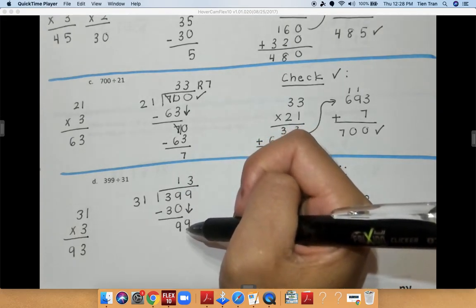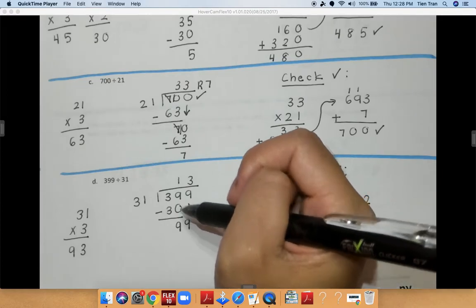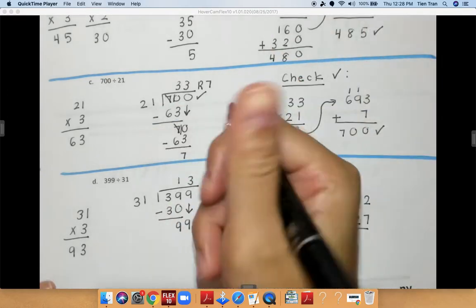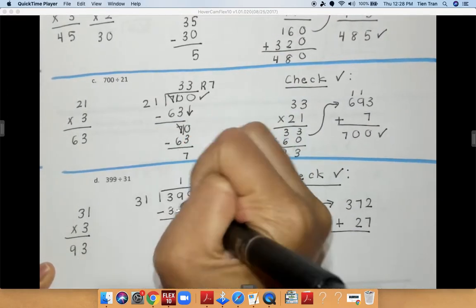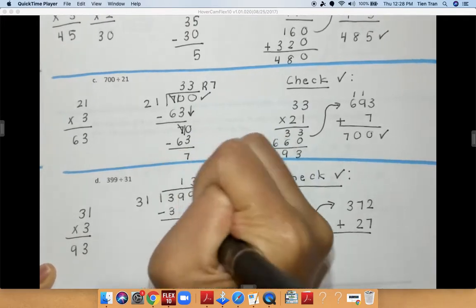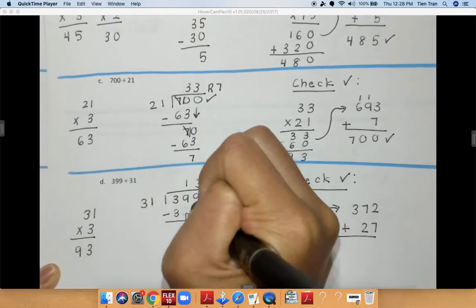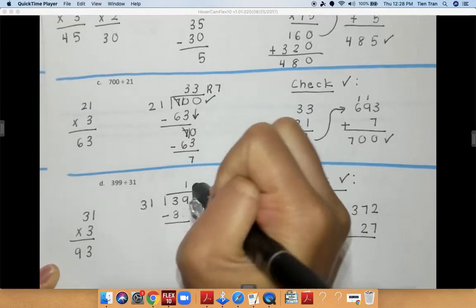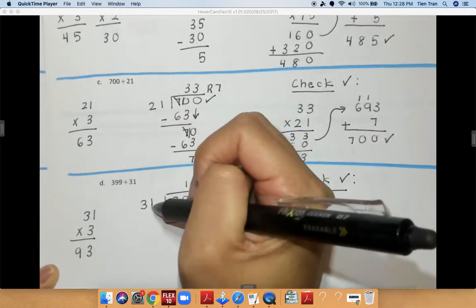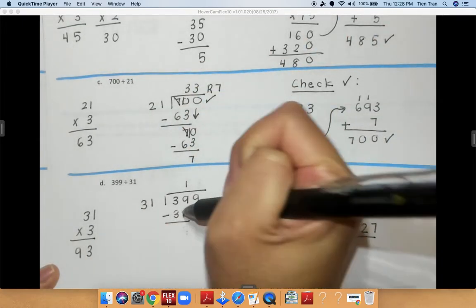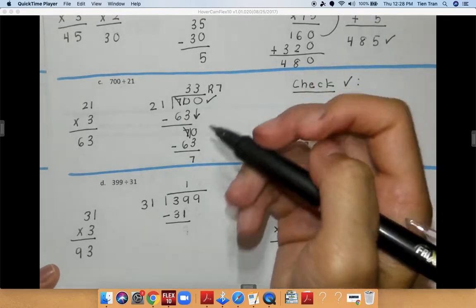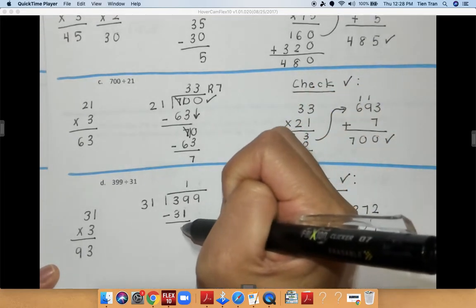let's see. Oh, I just realized something. I put 30 instead of 31. Let me make sure I change that because that could change everything that I just did. Silly me. So I'm going to write 31 times 3 is equal to 31. I don't know why I wrote 30. I'm sorry about that.